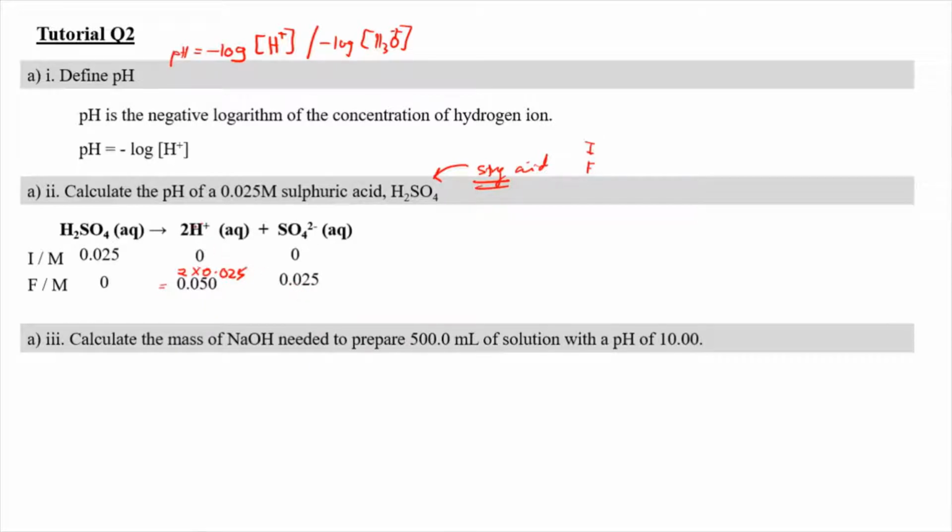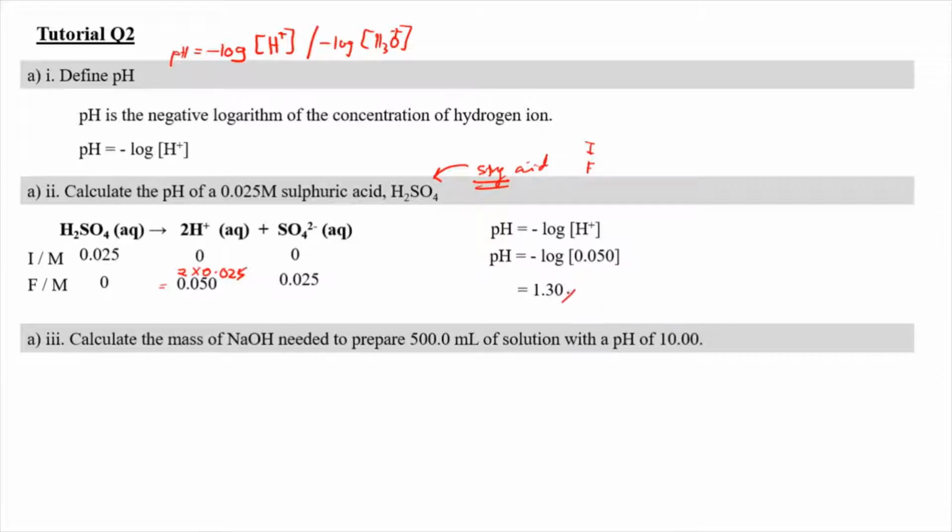And by knowing the concentration of H plus, we can calculate the pH, in which the pH is equal to the negative logarithm of H plus, and we're going to substitute the value of H plus that we have calculated here, which is 0.050, and lastly, we're going to get the pH to be 1.30.